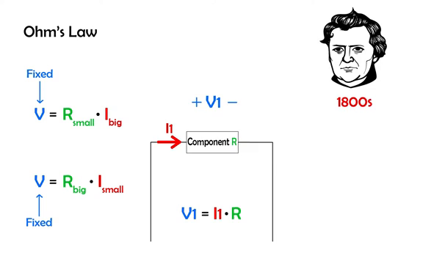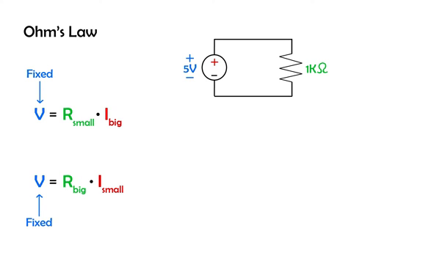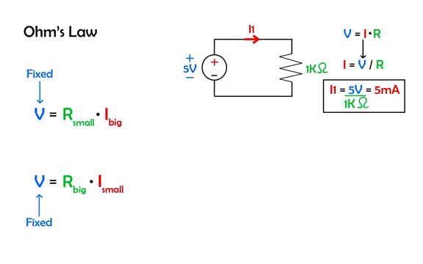As an example, let's look at a 5-volt supply connected to a 1 kilo ohm resistor. The current I1 flowing through the resistor is equal to the voltage across the resistor divided by its resistance. The current in this case is 5 volts over 1 kilo ohm equals 5 milliamp.